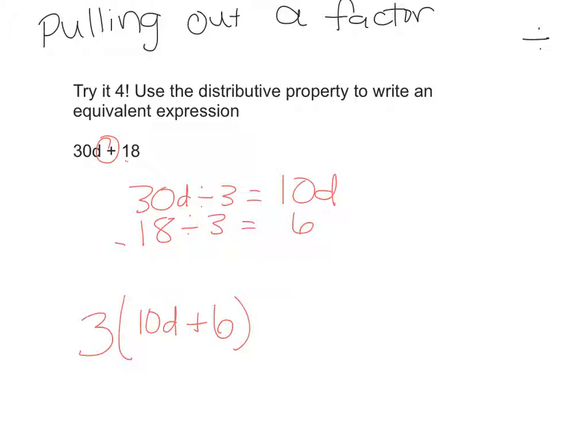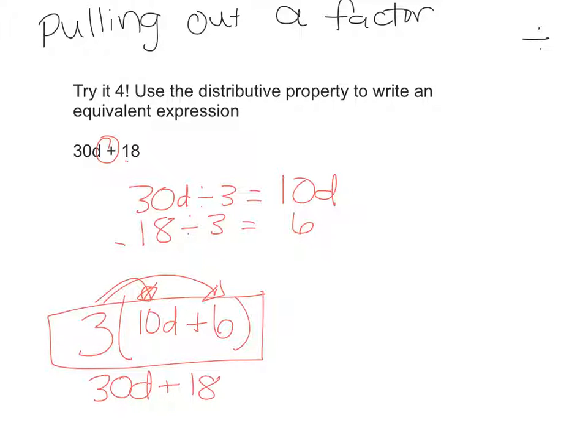Let's check our work. 3 times 10d is 30d. And 3 times 6 is 18. Matches our original. But there is another way you could have done this. This is a perfectly fine expression.